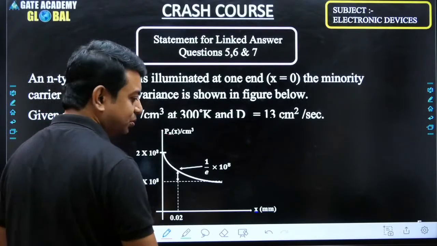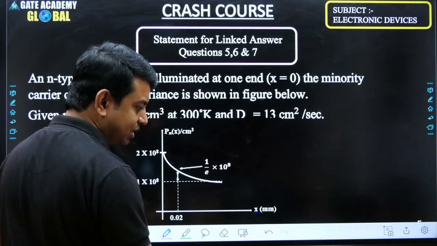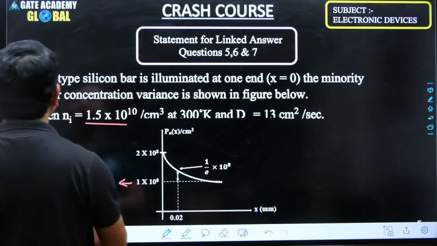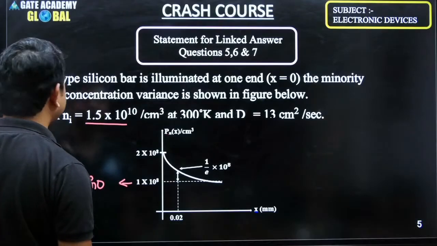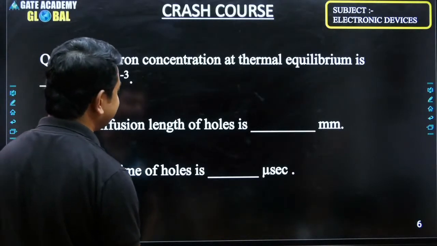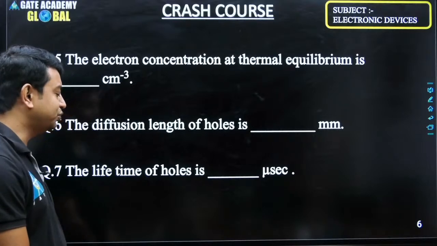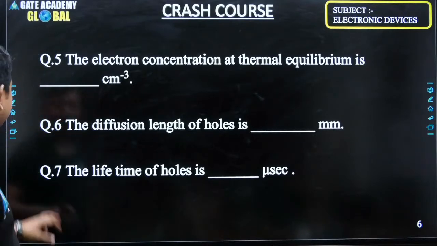I have answered the question that was asked by this student, Gaikwad Chetan. Now we have an N-type semiconductor, and we take the other question that has been asked. The second part: the diffusion length of holes. So we have to find out the diffusion length. So what is the diffusion length?